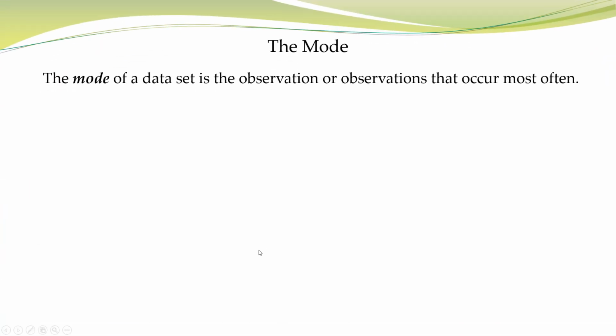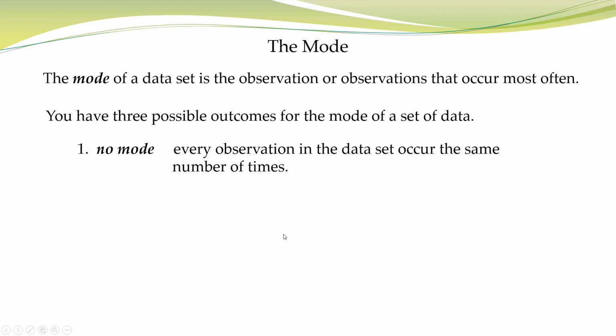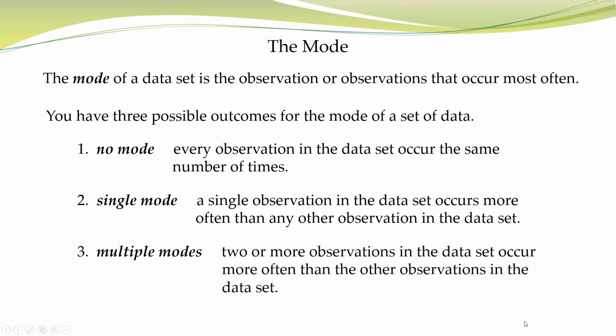All right, now we want to talk about the mode. The mode of a data set is the observation or observations that occur most often. You have 3 possible outcomes for the mode of a set of data. You could have no mode. That means every observation in the data set occurs the same number of times. You could have a single mode. That means one single observation in a data set occurs more often than any other observation in the data set. You could have multiple modes. 2 or more observations in the data set occur more often than the other observations in the data set.